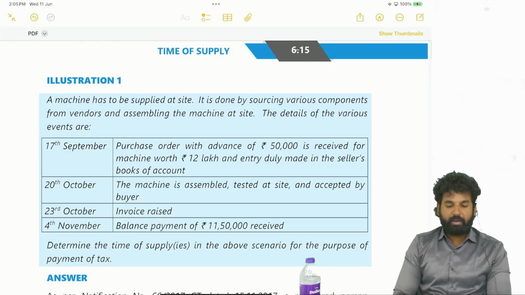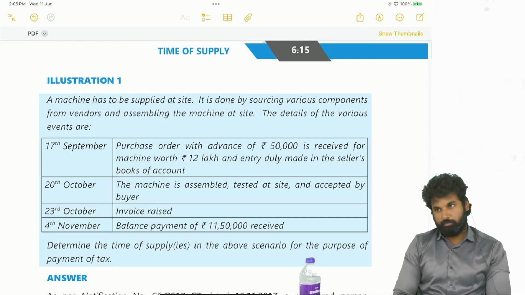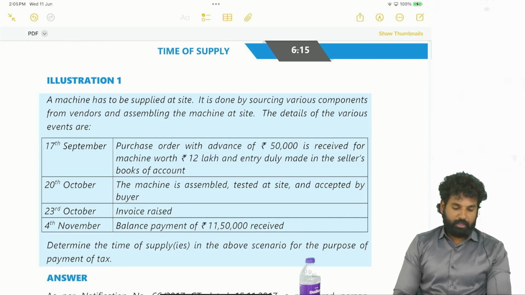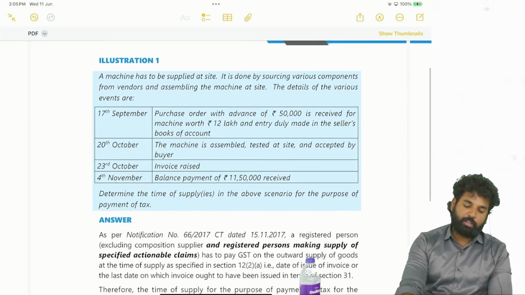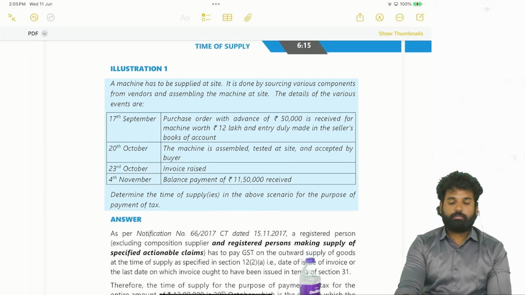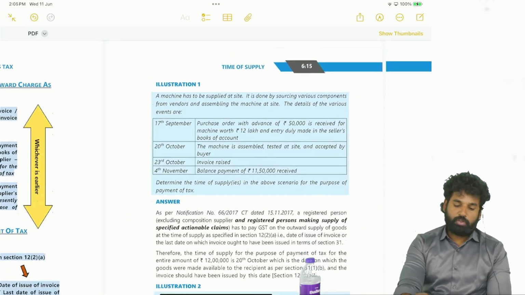And entry duly made in the seller's books of accounts. Next, 20th October, machine is assembled, tested at site and accepted by the buyer. 23rd October, invoice raised. 4th November, balance payment of 11,50,000 received. Determine the time of supply in the above scenario for the purpose of payment of tax. You just do it.